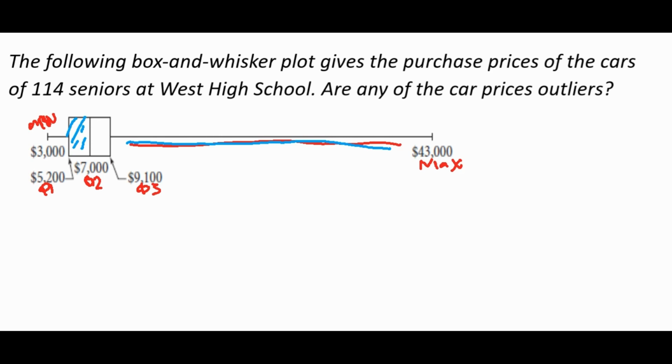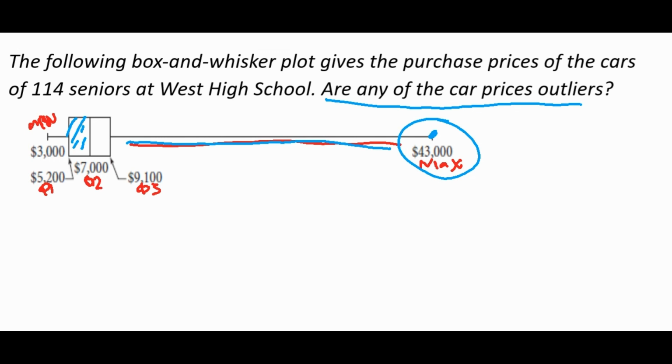But obviously this $43,000 over here, that's pretty much an outlier. Chances are there's maybe a couple different cars that at most have that value in a senior class, right? So the question's simply asking us, are there any car price outliers? And we can look at the data and we can easily see that this price right here is definitely an outlier.